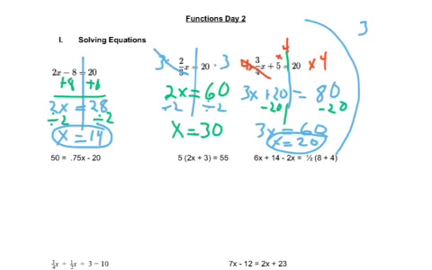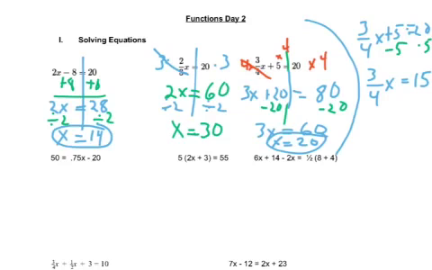So, 3/4 x plus 5 equals 20. You could subtract both sides by 5 first. That's going to leave you 3/4 x equals 15. So then multiply out the denominator. So 4 times 15 is 60.